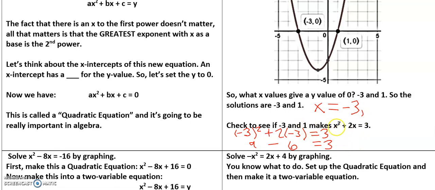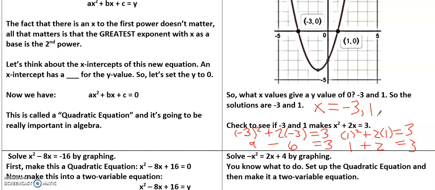Now we're going to try 1. And I know you're like, I already know it's going to work, but I don't care. I'm going to go through it anyway, and you just have to live with it. Equals 3. Let's see if this is true. 1 squared is 1, plus 2 times 1 is 2, equals 3. Yep, 1 plus 2 equals 3, so x must also equal 1.